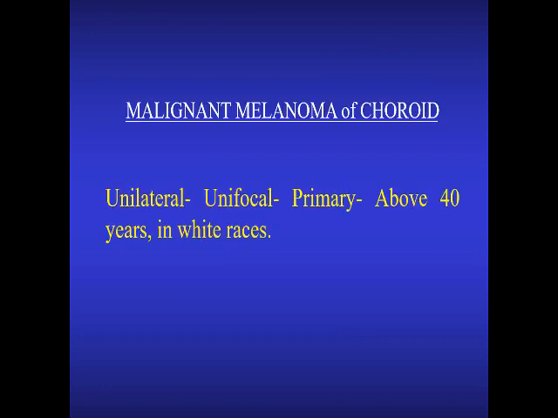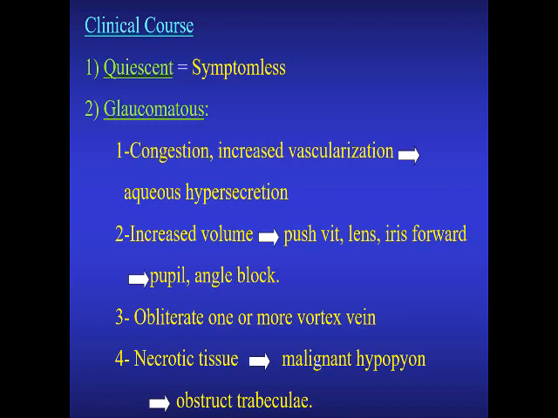What about the malignancy? The most important is the malignant melanoma of the choroid, which is usually unilateral, unifocal, occurring primarily above 40 years in white races. The clinical course passes into some stages. The quiescent stage, there are no symptoms in this stage.